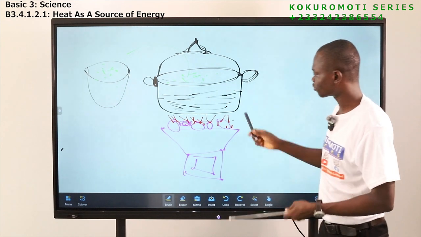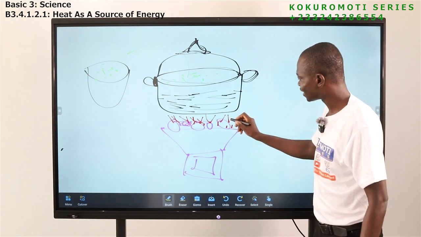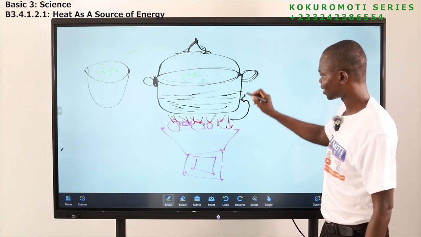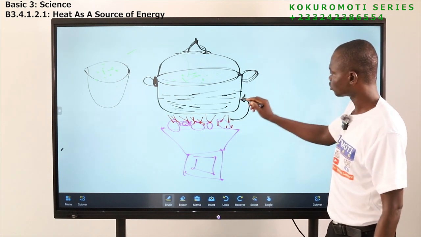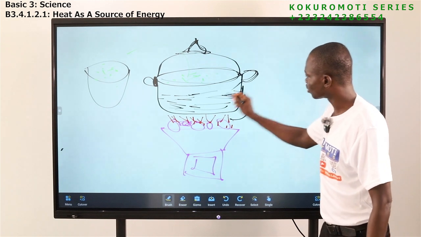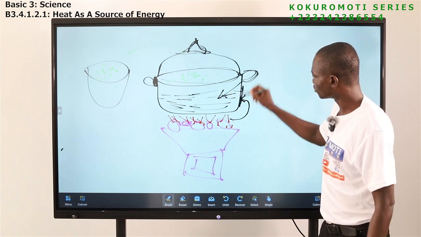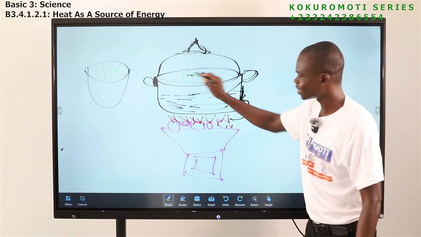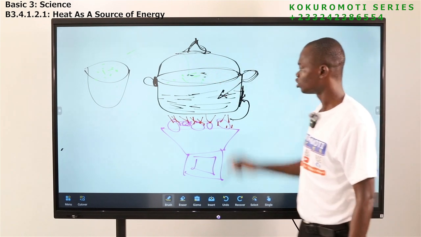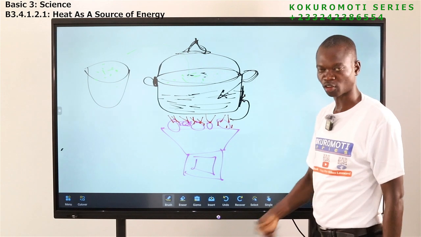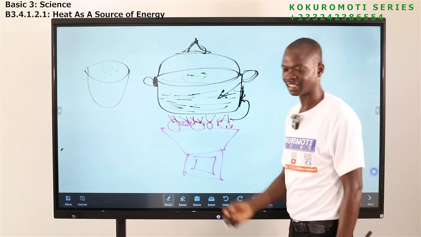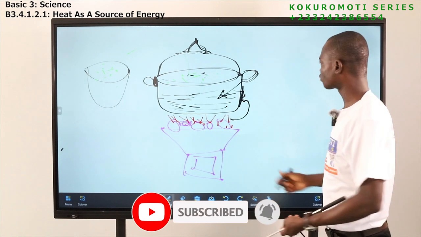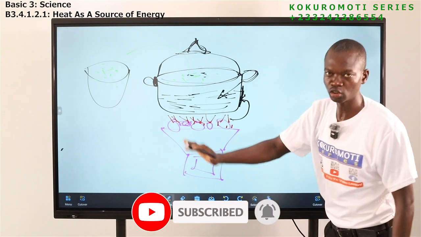So heat is transferred from here, moving from this side. I explained to you what the meaning of transfer is: to move from one place to another. So heat transfers from the fire to the utensil, from the utensil to the water, from the water to the rice. Do you get it? Very good. So heat is a transfer of energy. And anytime heat travels, it travels from a hot point to a cold point.